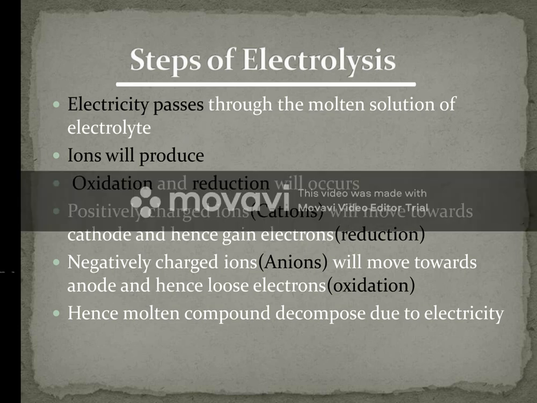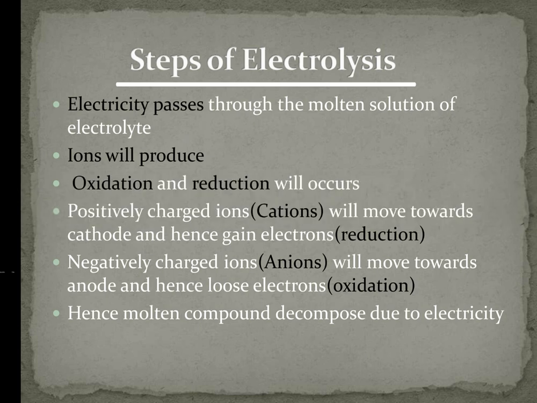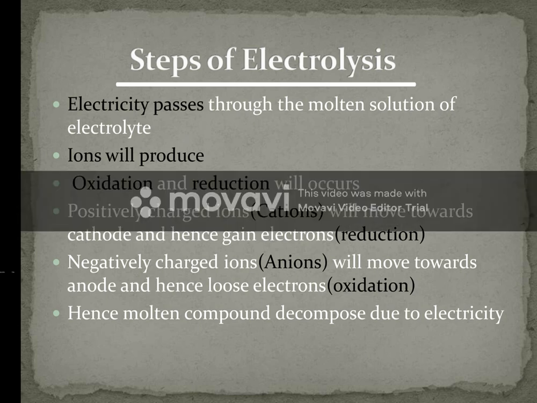Positively charged ions will move towards the cathode and hence gain electrons, or reduction takes place. The cathode is negatively charged, or electrons reach the electrode, so it will give electrons to the positively charged ions.